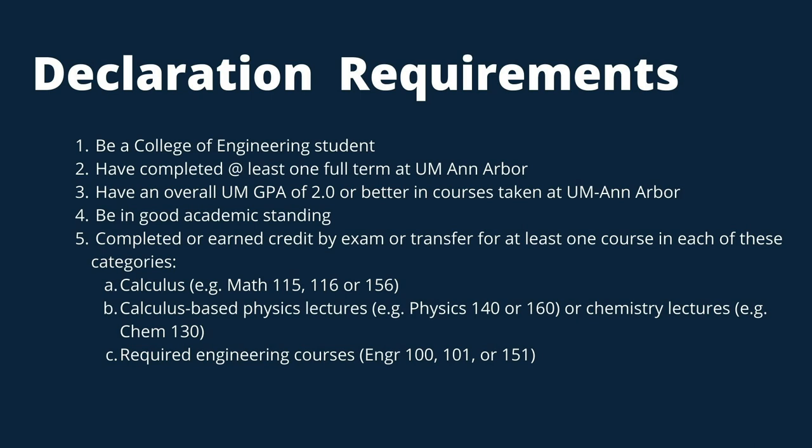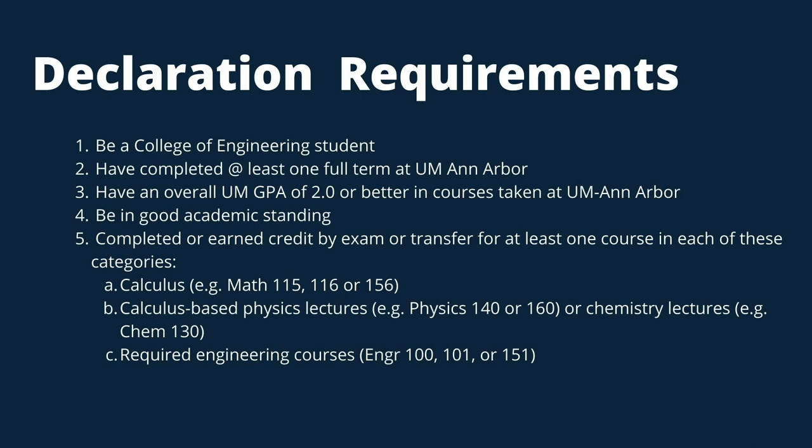Category 1 is calculus, so Math 115 or 116. Category 2 is calculus-based physics lectures, like Physics 140 or 160, or chemistry lectures, like Chem 130. And Category 3 is required engineering courses, like Engin 100, 101, or 151.